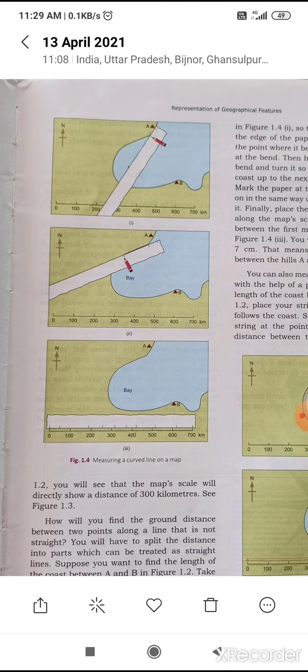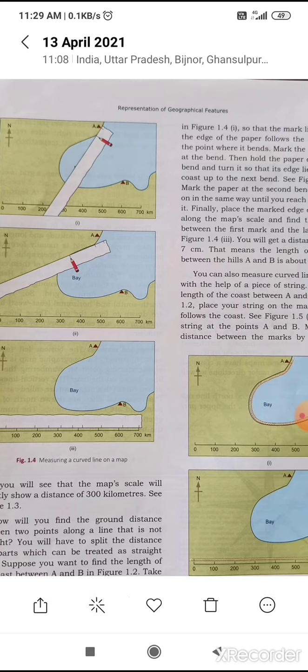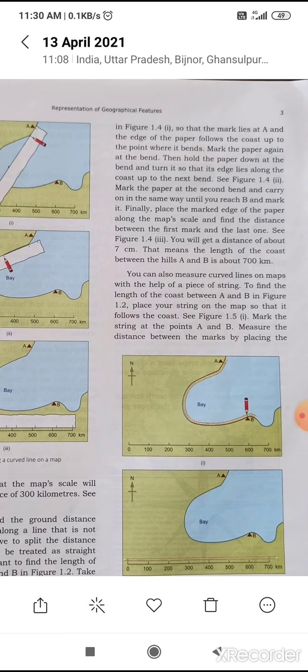Finally, when you reach the edge of the paper, or you can say at B, you can find the distance between the first mark and the last mark as shown in the third one. Then if you are going to find out by thread, how can you find out?